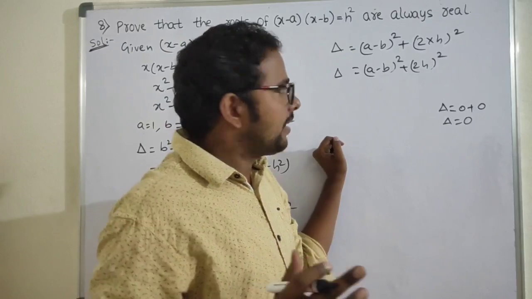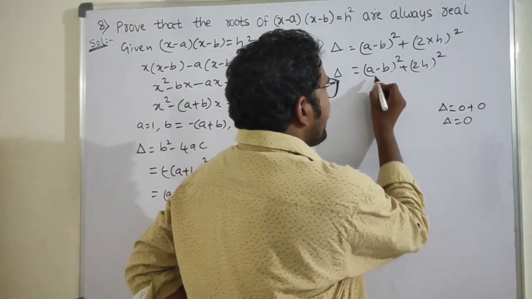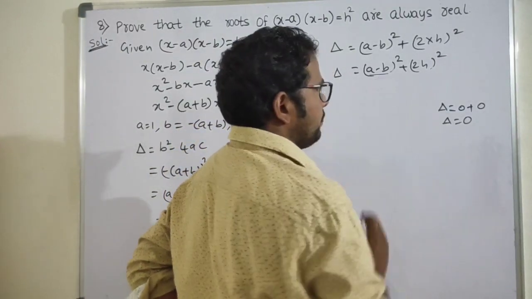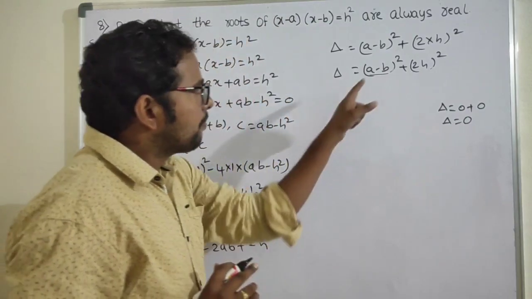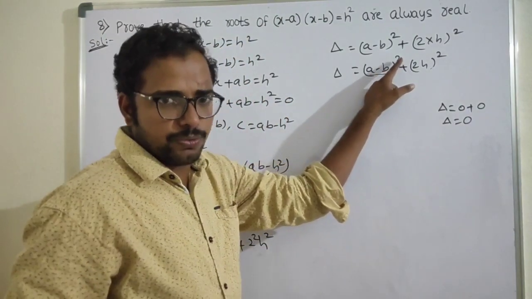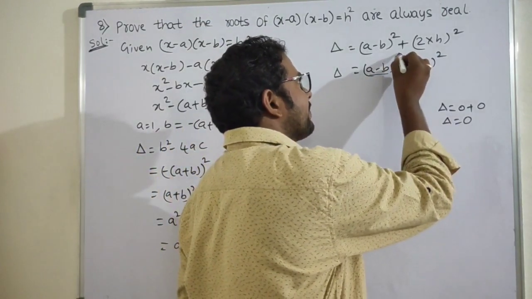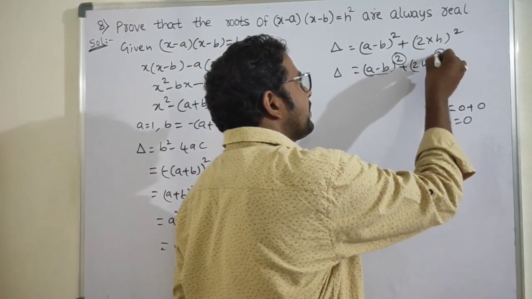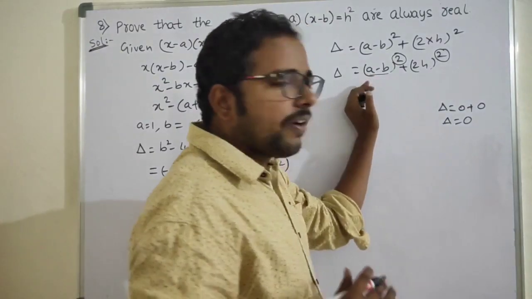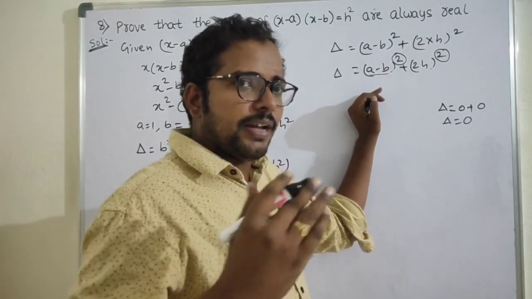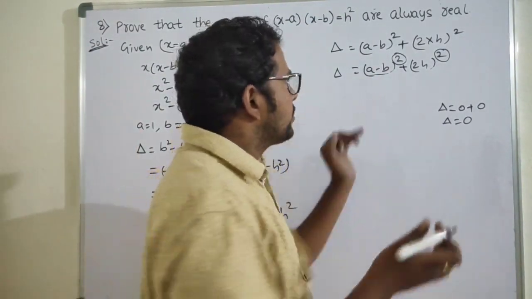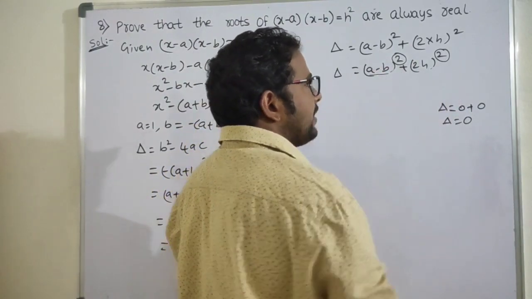Real and equal. And suppose if a minus b value is positive, what will happen? Positive square becomes positive because we have square. Here also we have square. Square of a negative number is also positive. Square of a positive number is also positive. So the total value becomes a positive value.